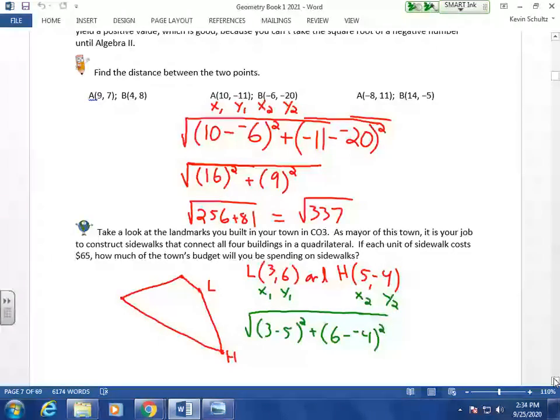Just for starters, just plug in the values, right? Now doing some algebra. 3 minus 5 is -2. We square that. 6 minus -4 is 10. And we're going to square that.